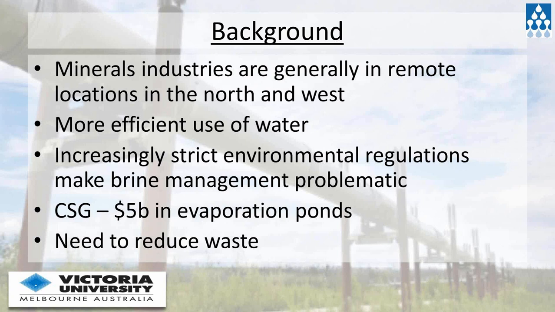Over the next 20 years, it's anticipated that it's going to cost somewhere around $5 billion to build the evaporation ponds necessary just for the ones that are currently being explored and used. With the growth in New South Wales and potentially in other parts of the country, that value will go up. It represents somewhere around 5,000 hectares of evaporation ponds in southern Queensland. So there is a very important need here also to reduce the amount of waste, or wastewater, that is being generated by this industry.